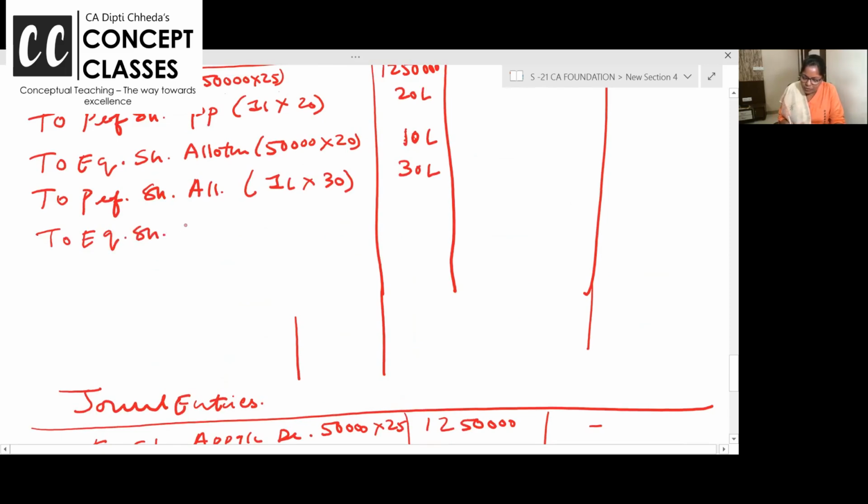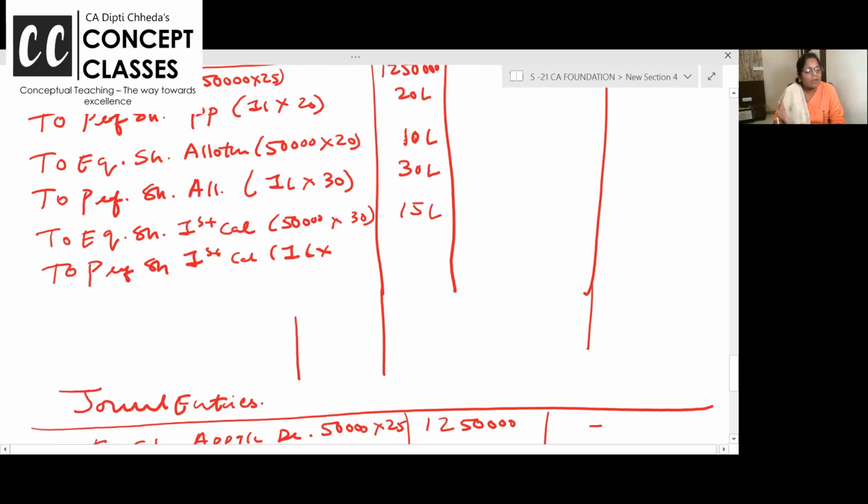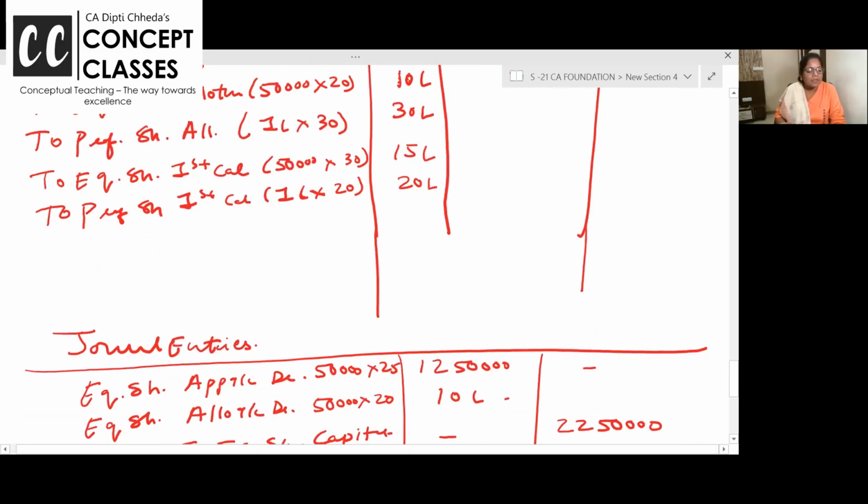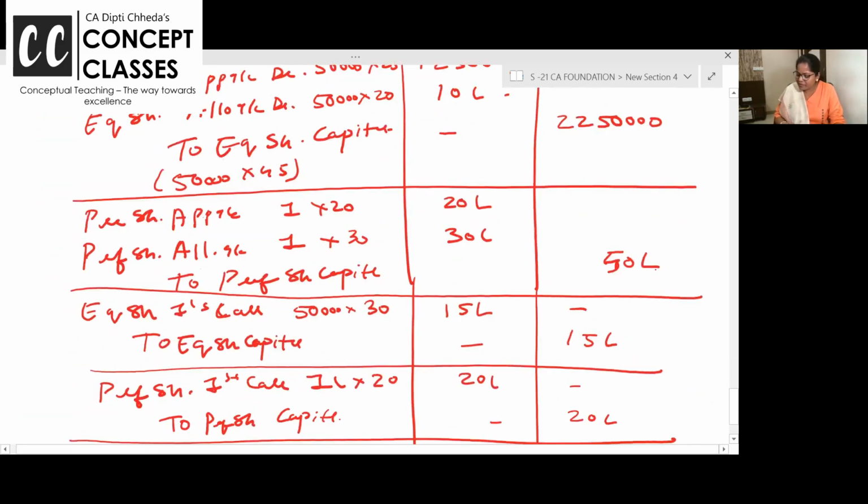Bank account debit to equity share first call. 50,000 shares into 30, 15 lakhs. Bank account debit to preference share first call also, 20 lakhs. Now let us make final call.